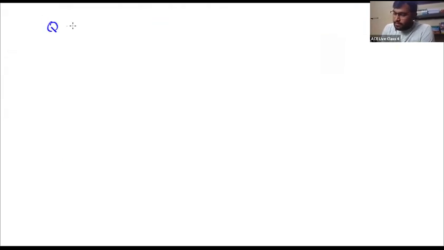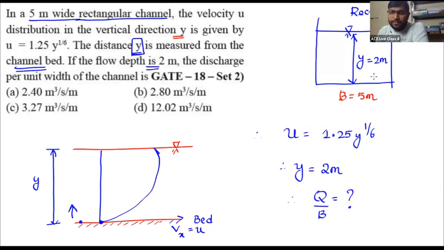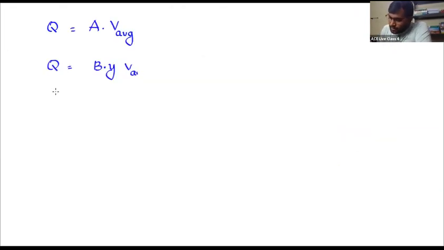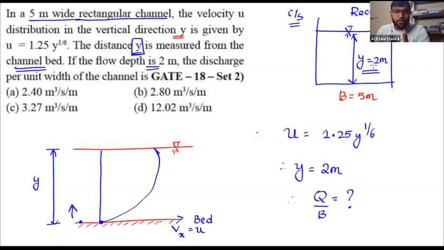Discharge is nothing but, you know that, area into V average, the average velocity. So Q is nothing but B into Y. Why am I using BY? What is the area of a rectangle? The area of a rectangle is B, width, into depth. For this cross section, what is the flow area? B into Y. So I want Q by B. What is Q by B? Y into V average. I already have the Y value. What is the Y value? 2 meters.